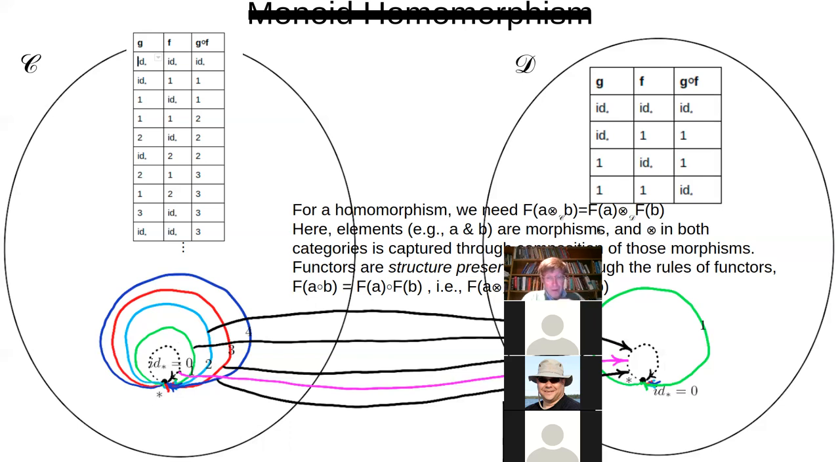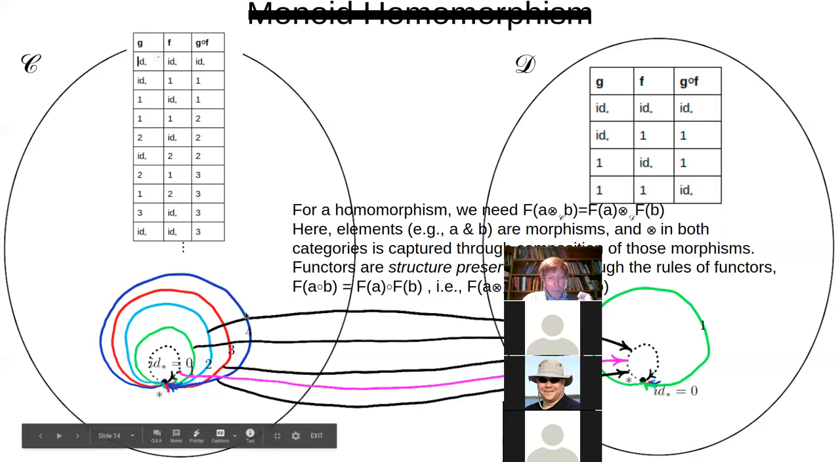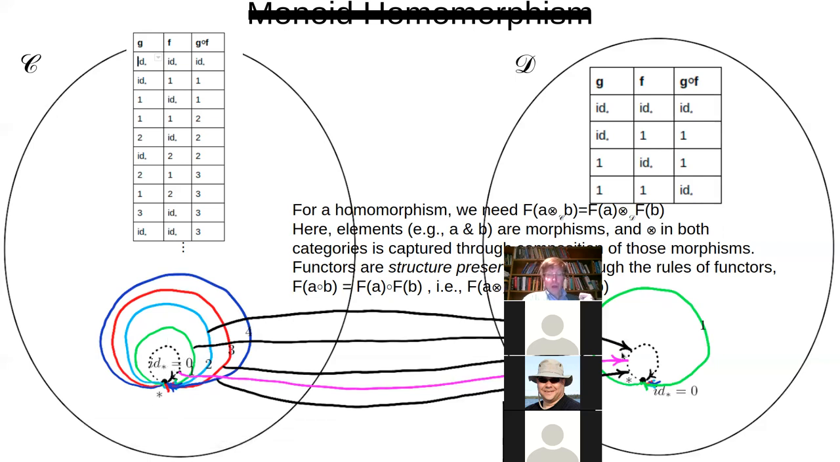And so functors are structure preserving here. They preserve the functoriality. And when you have tensor products being a composition over in C, like we do here, it's mapped over into composition in D in a way that's guaranteed by functoriality, by the rules of functors. You have to have it be the case. And so functors serve this role between monoids, serve this role of homomorphisms.